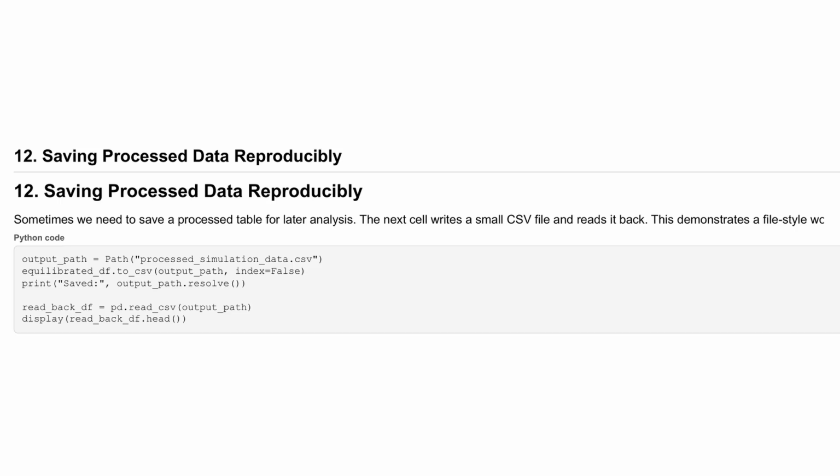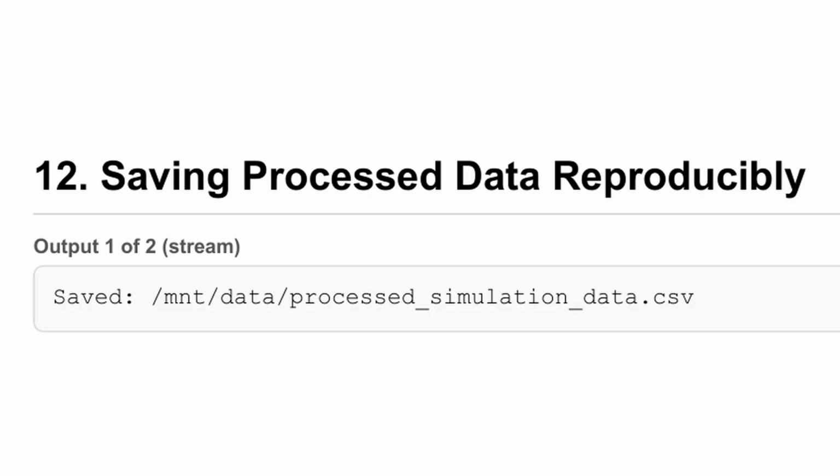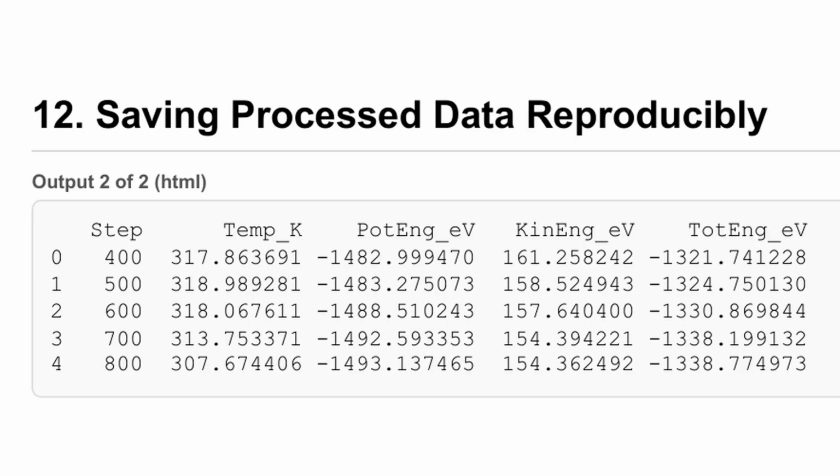After processing, it is essential to save your work reproducibly. This code exports our equilibrated data frame to a CSV file and immediately reads it back in to verify the operation. The output confirms the processed data was successfully saved to a local CSV file in our working directory. Reading the file back into Pandas proves that the column structure and numerical values are fully preserved, allowing us to share the cleaned dataset with collaborators.